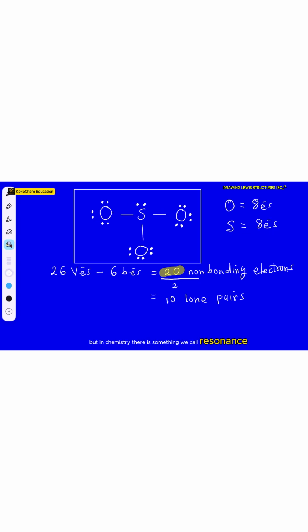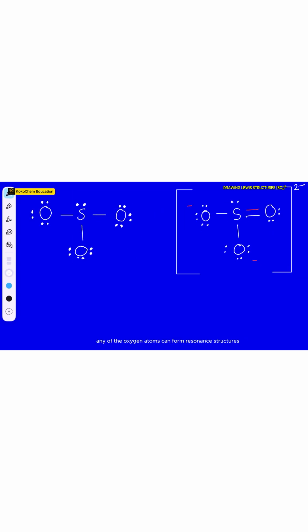So in chemistry, there's something we call resonance. Any of the oxygen atoms can form resonance structures with the sulfur, okay? So that the negative charges are evenly spread out. Sulfur can expand its octet. So instead of having 3 single bonds, 1 oxygen forms a double bond. That means you have 1 sulfur double bonded to oxygen and 2 sulfur single bonded to oxygen atoms, okay?